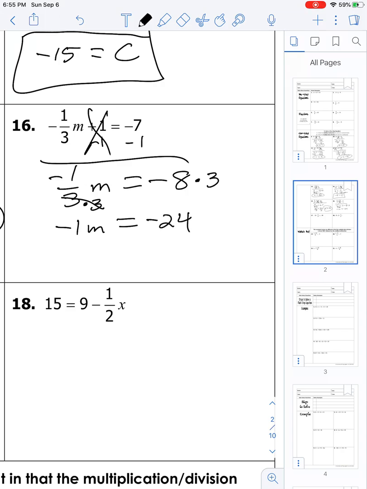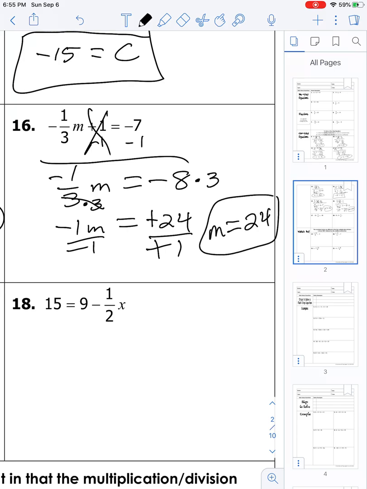All right, and now I'm going to divide by negative 1. Keep in mind, a negative over negative is a positive, so 24 divided by 1 is 24, and that is our answer.